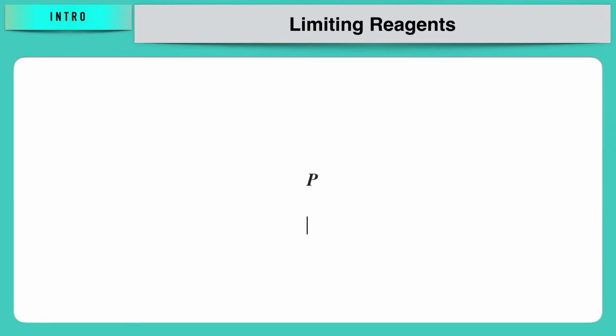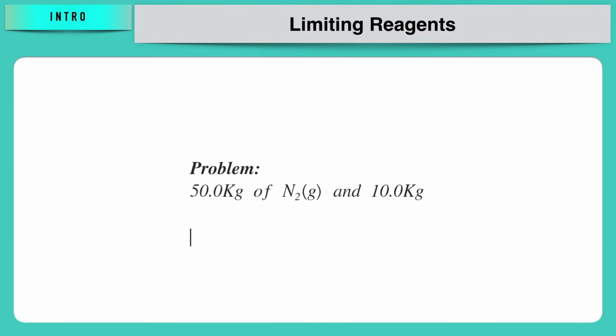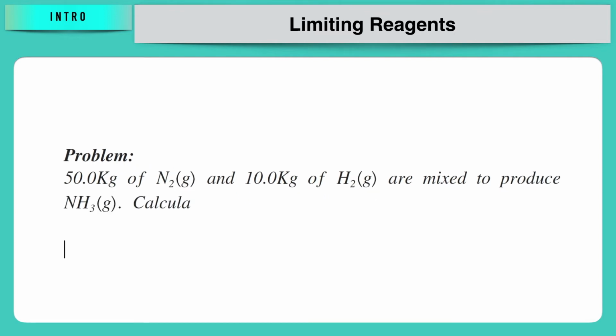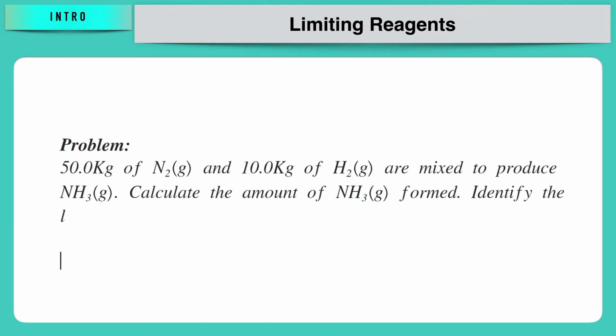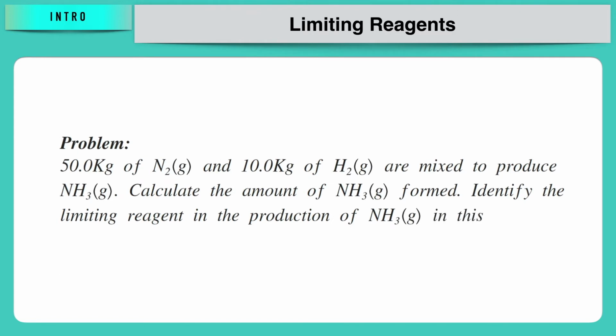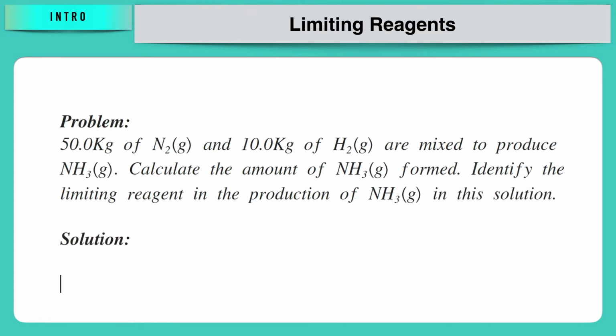See the question on your screen. 50 kg of N2 gas and 10 kg of H2 gas are mixed to produce ammonia. You have to calculate the ammonia gas which is formed, and you also need to identify the limiting reagent in the production of this ammonia. Let us find the solution so that the concept of limiting reagent becomes clearer. Such a problem can be worked out in a three-step process.